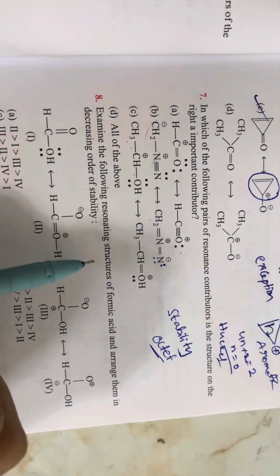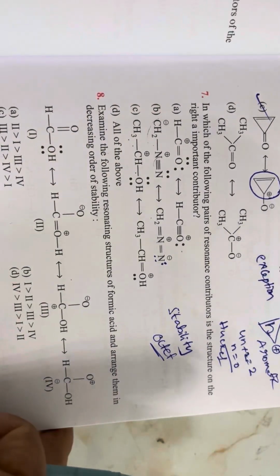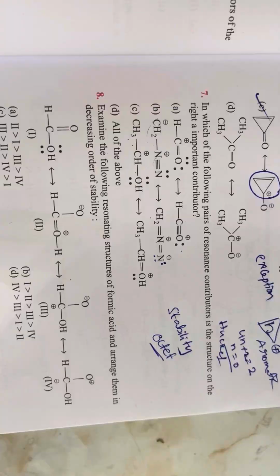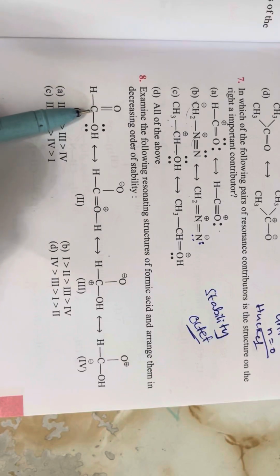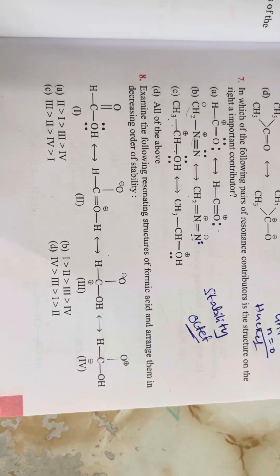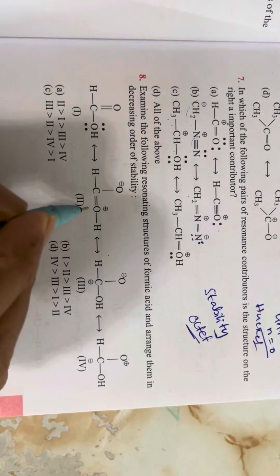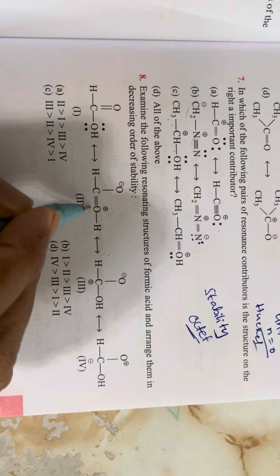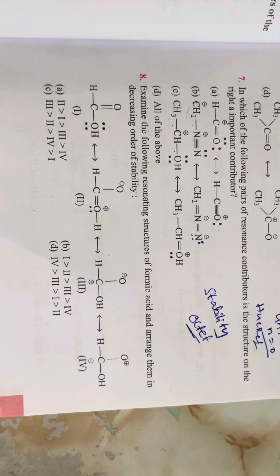Examine the following resonating structures of formic acid and arrange them in decreasing order of stability. This is for formic acid. Which one is more stable here? Remember, first, the neutral one is more stable. Then charges with octet configuration are more stable. So neutral, and next here the oxygen lone pair is there. You must remember O plus means a lone pair is there. How will O plus have a lone pair?